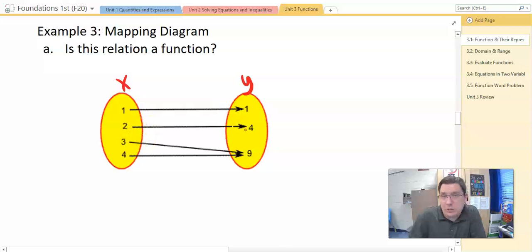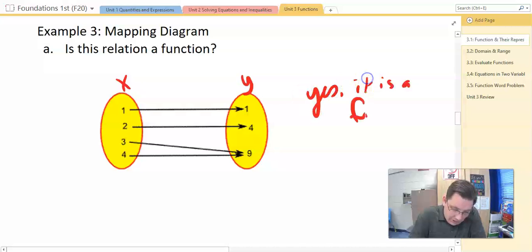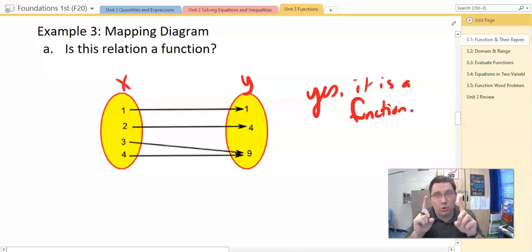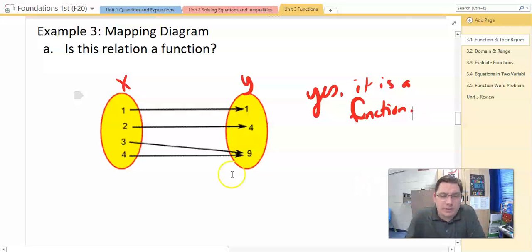The 2 for x goes to 4 for y. The 3 for x goes to 9, and the 4 for x goes to 9. Remember what we said back in example 1. I can have different x's go to the same y value. What I can't have is the same x go to different y values. And so this, yes, is a function, because every x has only one y. Again, every x has only one y, right? And so this is fine.